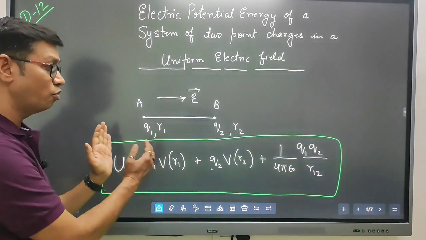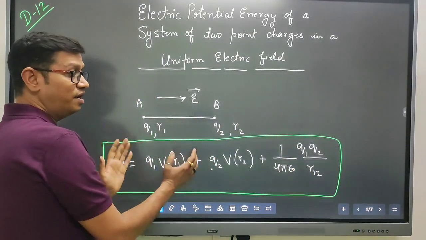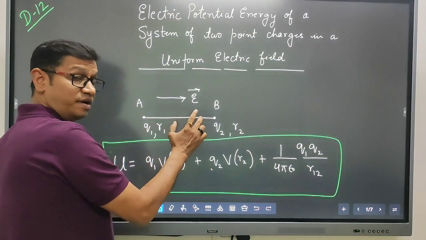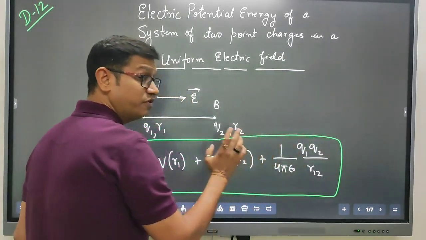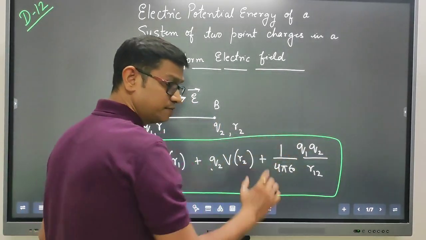Very simple. But more important is this construct: when charges are kept in a uniform electric field, the electrostatic potential energy will not be just this. It will be the addition of this plus this plus this.